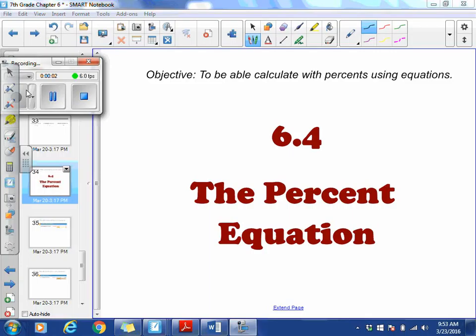Your goal in watching this video is to have another tool to solve percent problems. So we've used proportions to solve percent problems. Now you're going to learn how to use an equation to solve the exact same problems and get the exact same answer as you got when you were using proportions.